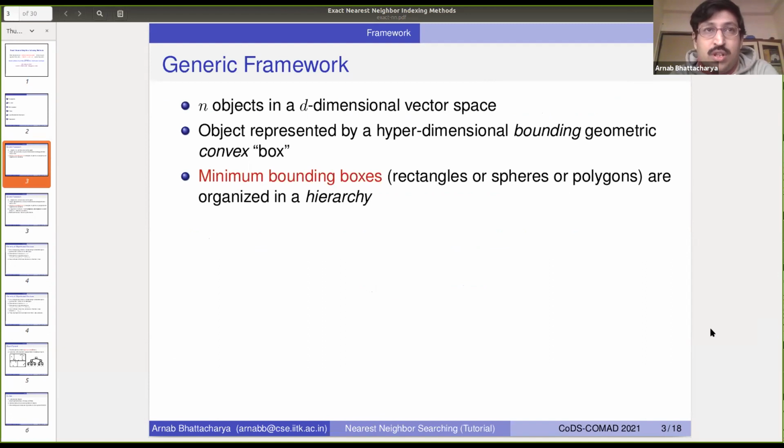So most of these low dimensional nearest neighbor things can be fitted into this hierarchical framework. So I will first explain the framework in generic terms instead of taking any particular index structure. So we assume that there is a data set of n objects in some d-dimensional vector space, and each object is represented by a hyperdimensional bounding geometric convex box. Now, what I mean by that is if the object is just a simple point, then the bounding box is the point by itself.